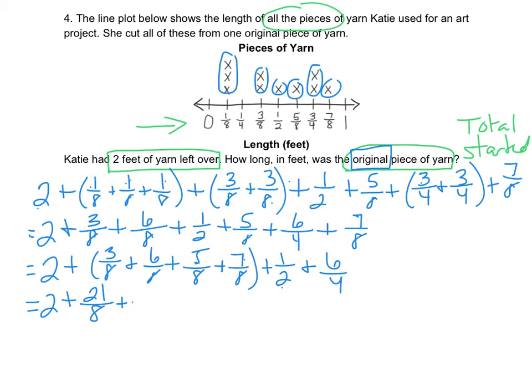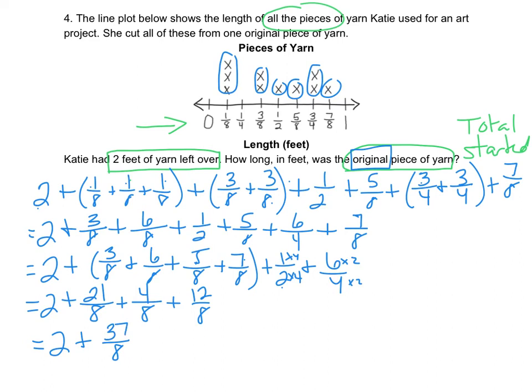So I know I can get halves to 8ths. So it's times 4, which makes it 4/8. And then 6/4. So I know I can get fourths to 8ths times 2. What I do in the denominator, I do in the numerator, 12. Okay, let's add our 8ths again. 2 plus 21 plus 4. Oops, I need my denominator of 8. 21 plus 4 is 25. 25 plus 12 is 37.